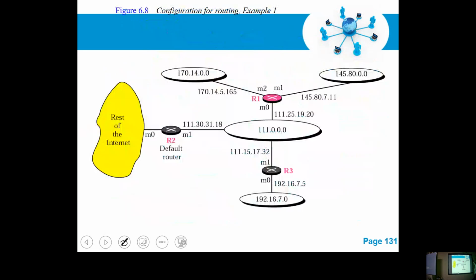So we are just giving an example here. If I consider R1, what will be the corresponding routing table? We will see.